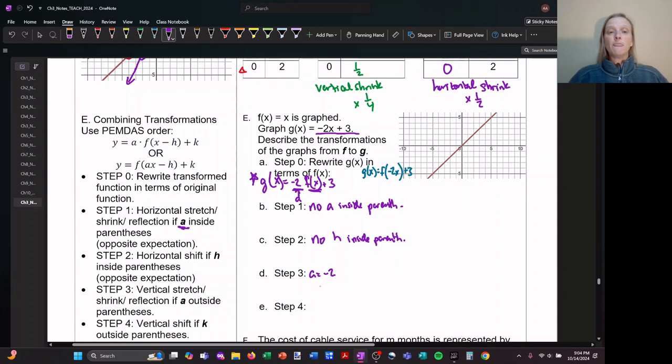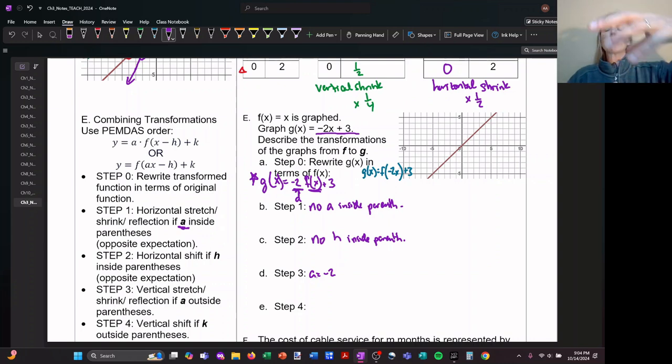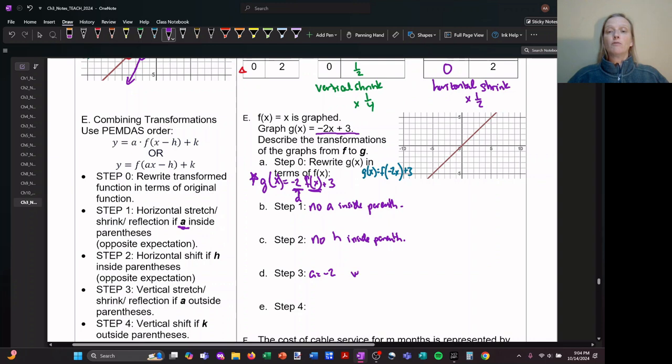So there's going to be a vertical stretch by a factor of 2, but also a reflection because the 2 is negative. So from this step, I can see that there's going to be a vertical stretch times 2, and there's going to be a vertical reflection, a reflection across the x-axis. Okay, because of that -1. So nothing happened in step 1, nothing happened in step 2, but now there are 2 things happening in step 3.